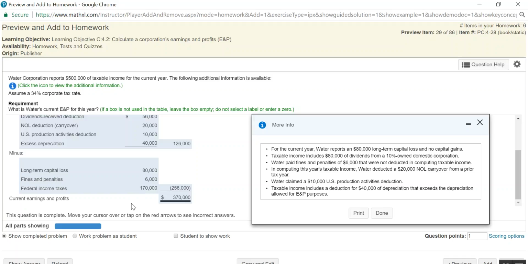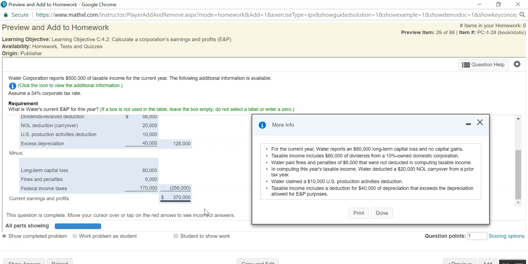And lastly, we actually have to know what our federal income tax liability was, because the federal income taxes are actually deductible for E&P, even though for tax purposes we know that they're never deductible. That's another perm difference. So I actually multiplied 500,000 times 34%, which is the tax rate given up here. Assume a 34% corporate tax rate, and I come up with 170,000. So now my total reductions to E&P are 256, and I basically just add down 500 plus 126 minus 256 is 370,000, and that's what my E&P is.